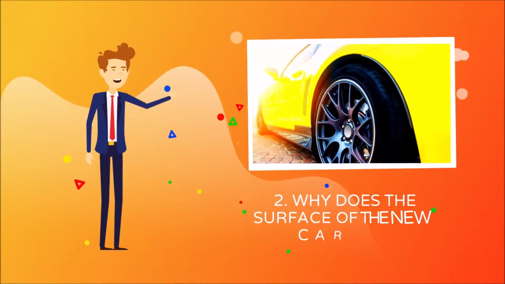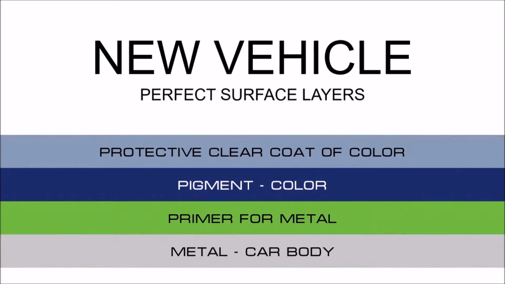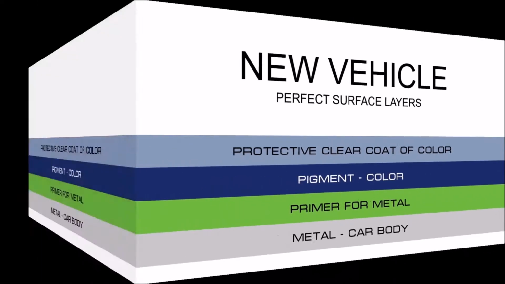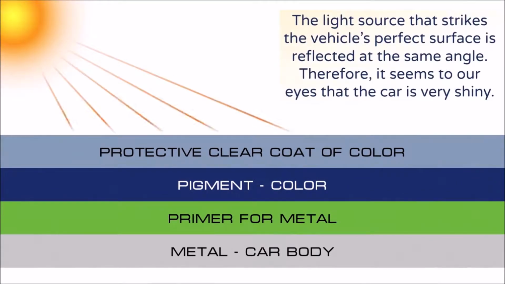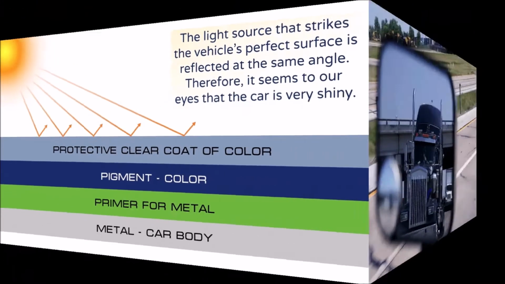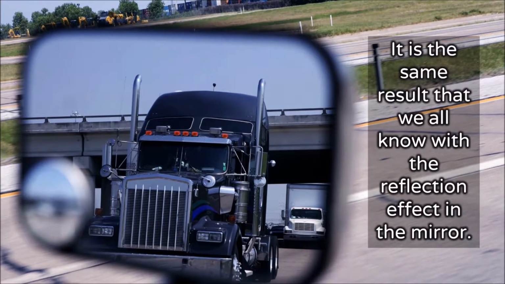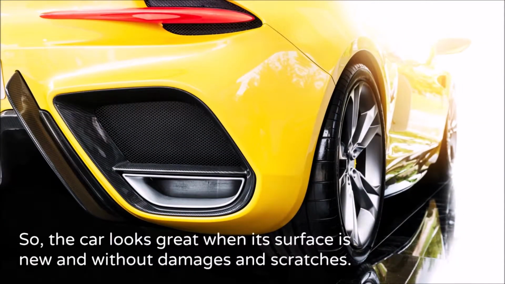Why does the surface of a new car shine? Because all layers of the new vehicle's surface are in perfect condition. The light source that strikes the vehicle's perfect surface is reflected at the same angle. Therefore, it seems to our eyes that the car is very shiny. It is the same result that we all know with the reflection effect in the mirror. So, the car looks great when its surface is new and without damages and scratches.